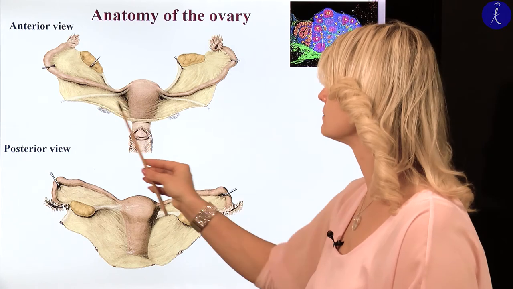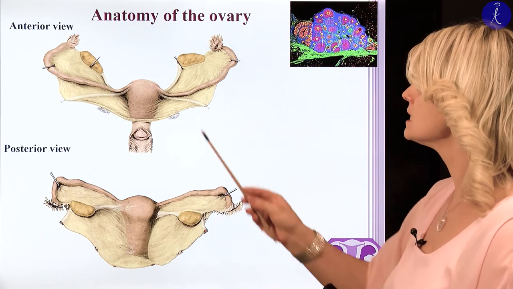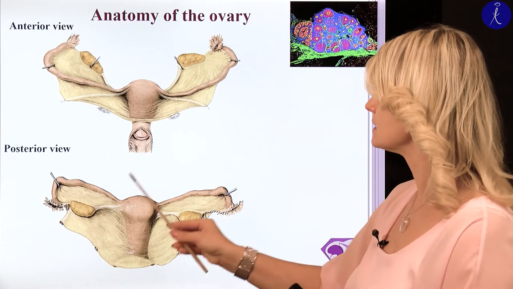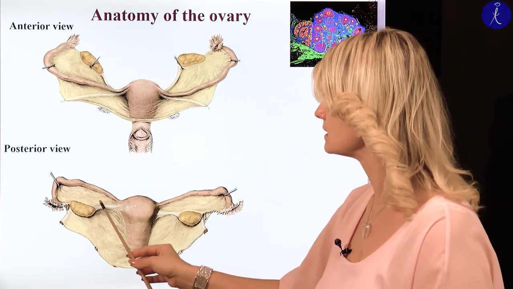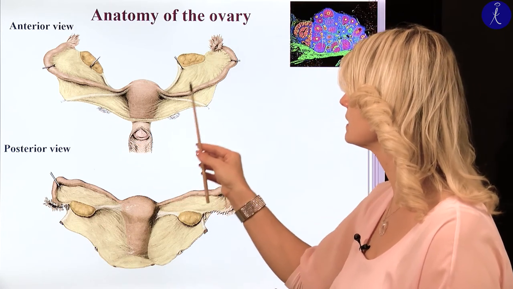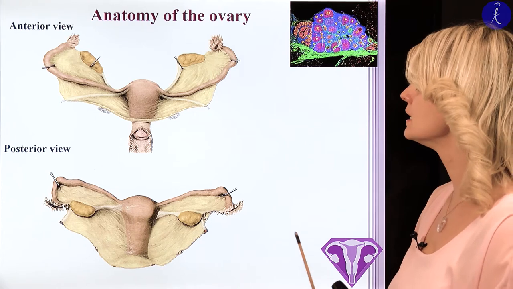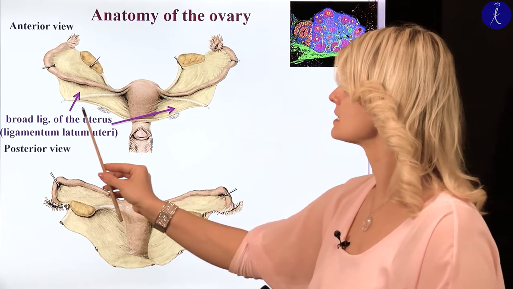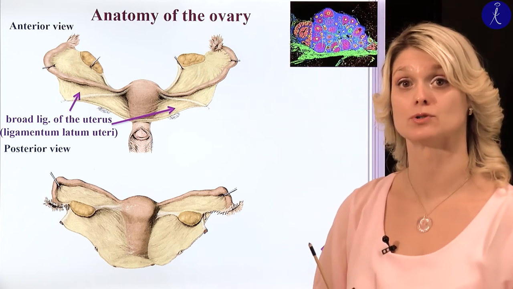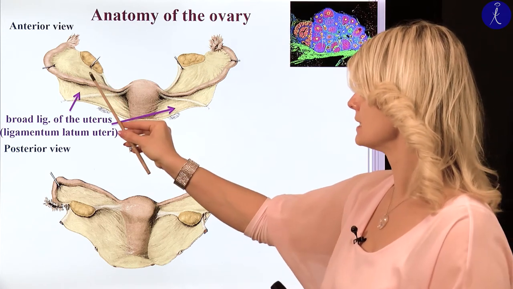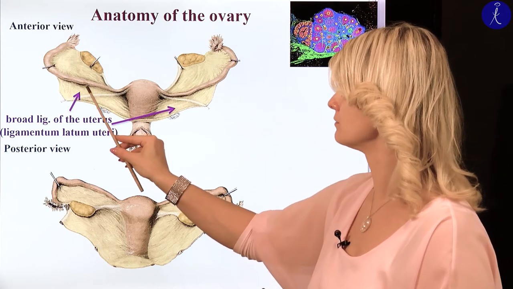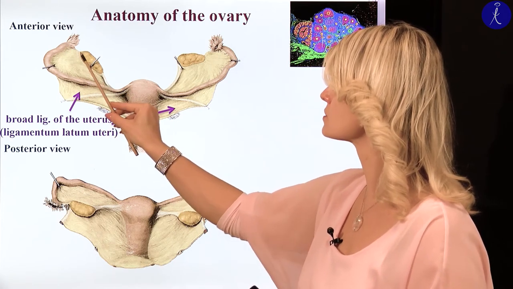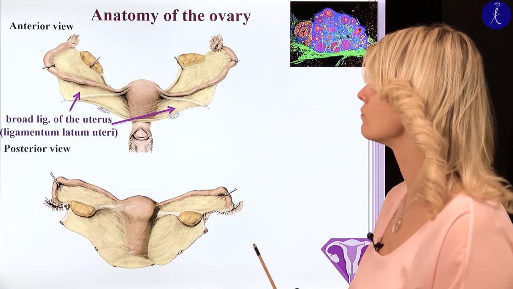If you see a separated preparation of the internal genital organs, this is the anterior view and this is the posterior view of the organs. It is also visible that the ovary is located behind this very big and strong ligament, which is important in the fixation of the uterus and the organs to the wall of the pelvis. The name of this ligament is the broad ligament of the uterus, or ligamentum latum uteri. Here you can see that it fixes the uterus, it covers and fixes the fallopian tube, and it covers just one part of the surface of the ovary.